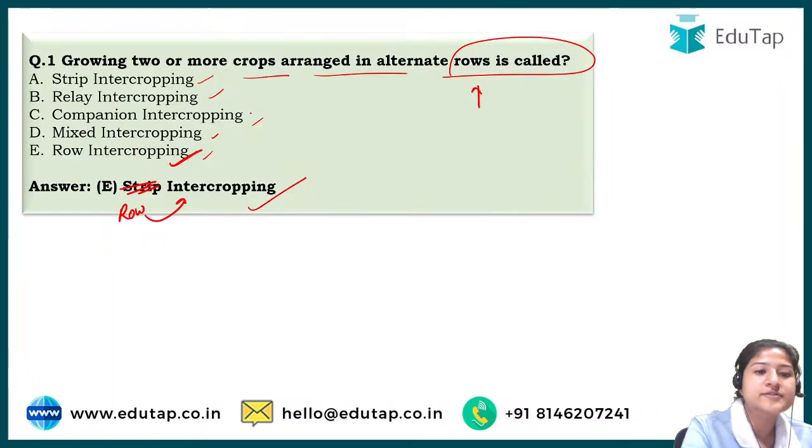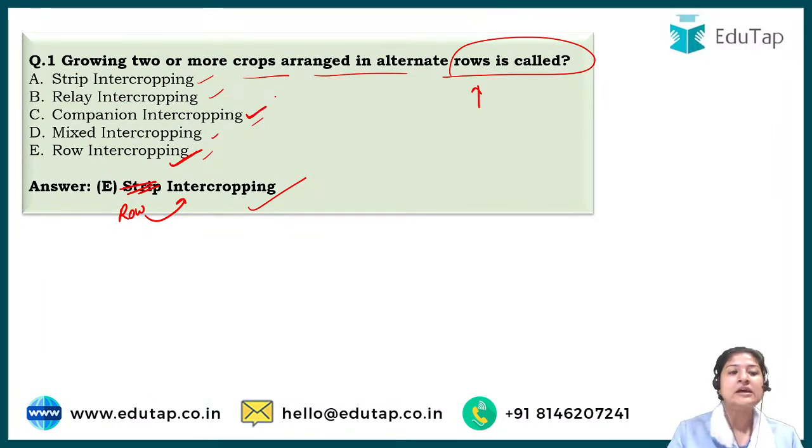So this was about question number 1, and then there is one more term, which is companion intercropping. All right. What is companion? Companion is someone who is with you, right? So what does companion mean?